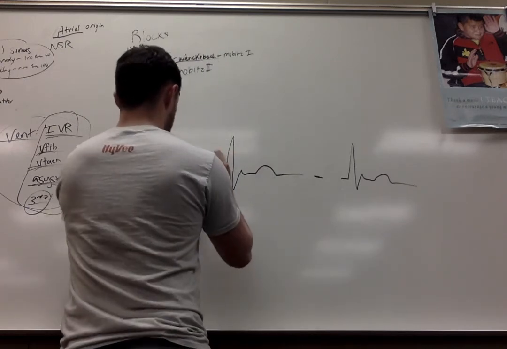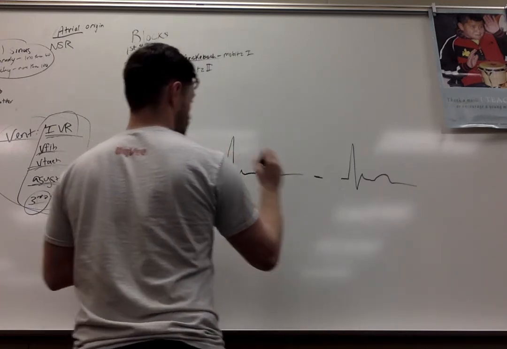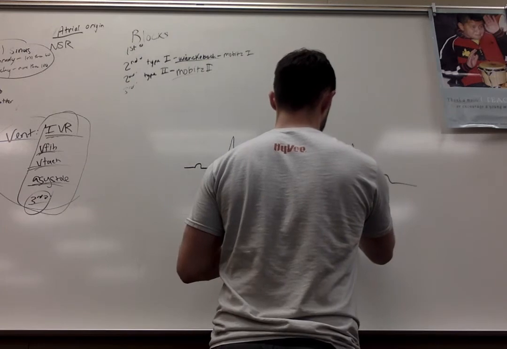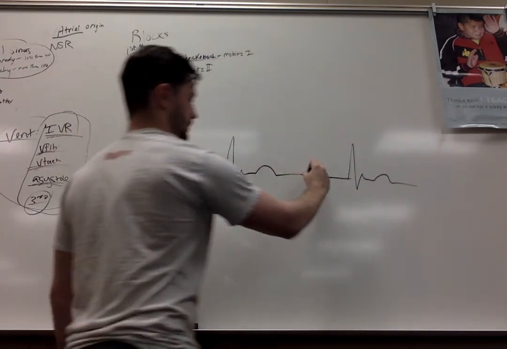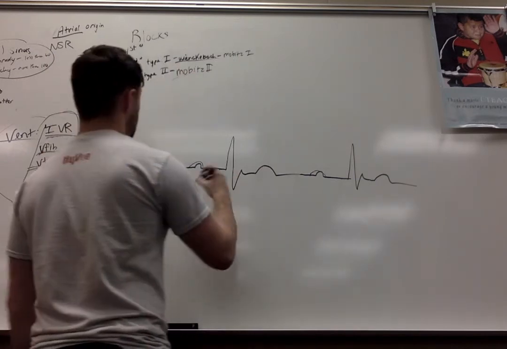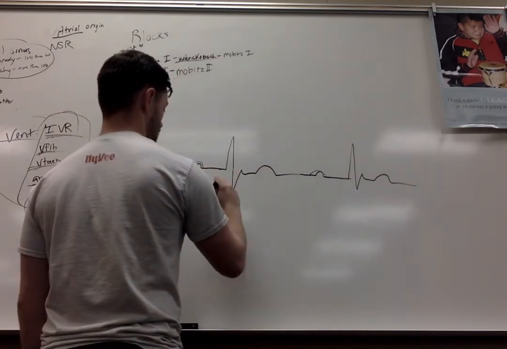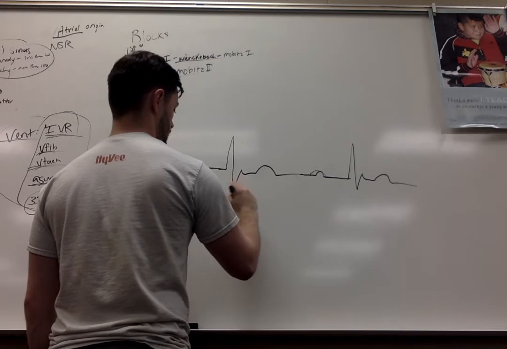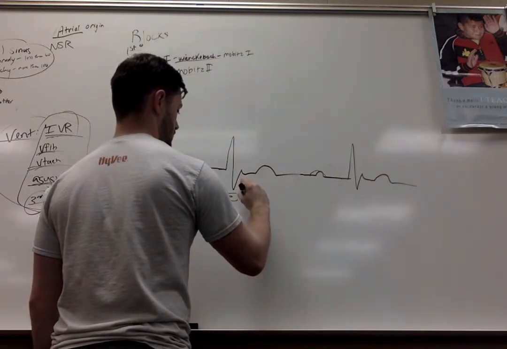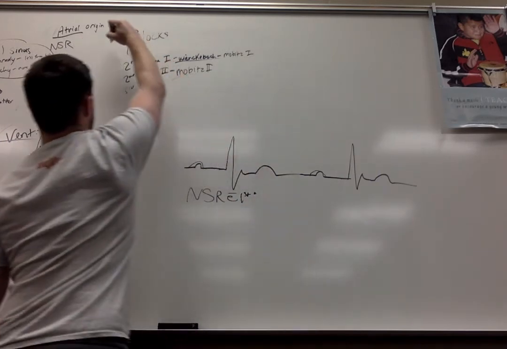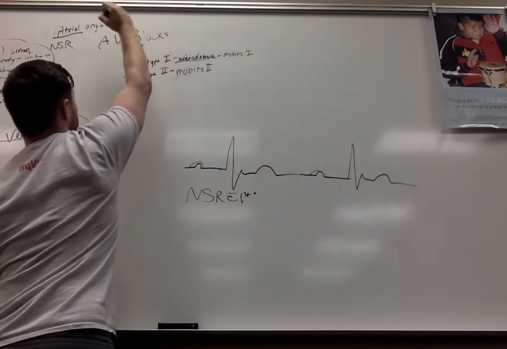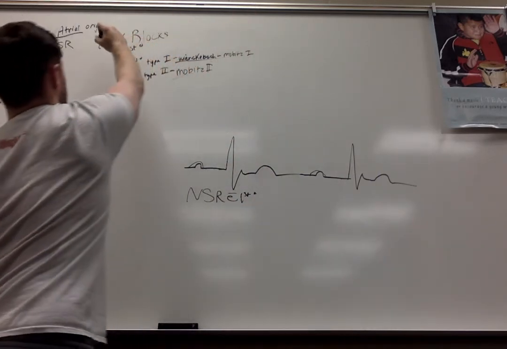The only difference, what can you see right now? Well, okay, long PR interval. So you have a sinus rhythm, normal sinus rhythm, with first degree, and it's also called AVB, atrioventricular block, is what that means. Atrioventricular block.